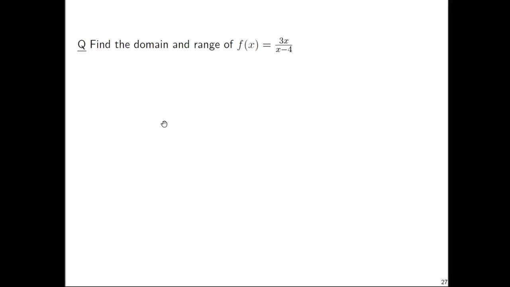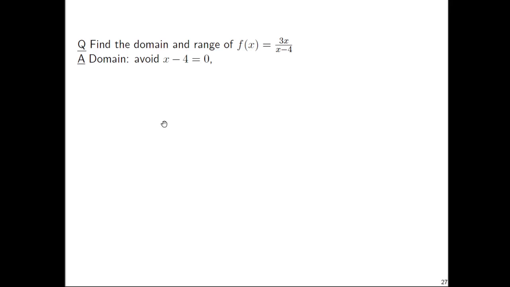Let's find the domain and range of the function f of x equals 3x over x minus 4. Now the domain, we just need to avoid when the denominator equals 0. Don't just say avoid the denominator, or don't just say avoid x minus 4. That doesn't make sense. We've got to avoid when the denominator equals 0. Emphasis on equals 0 here.